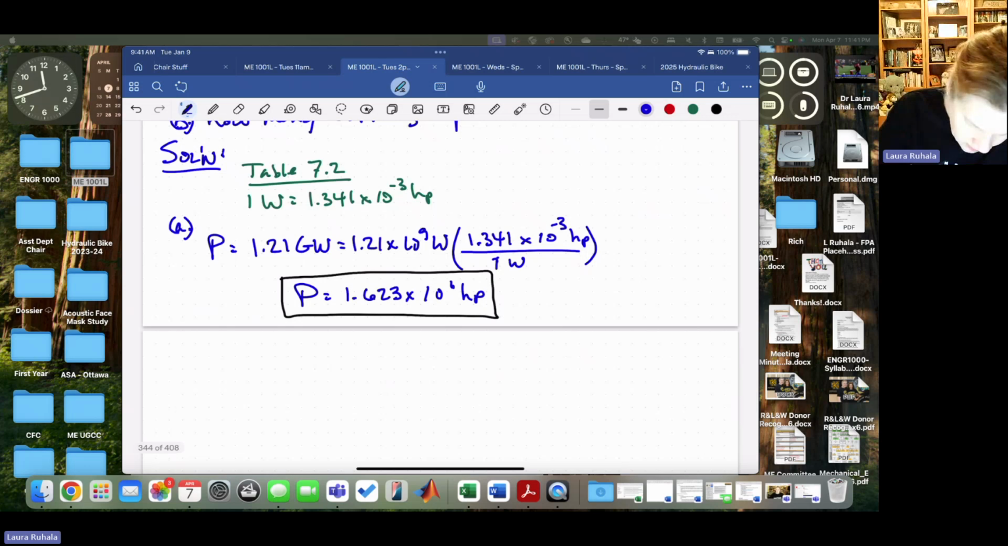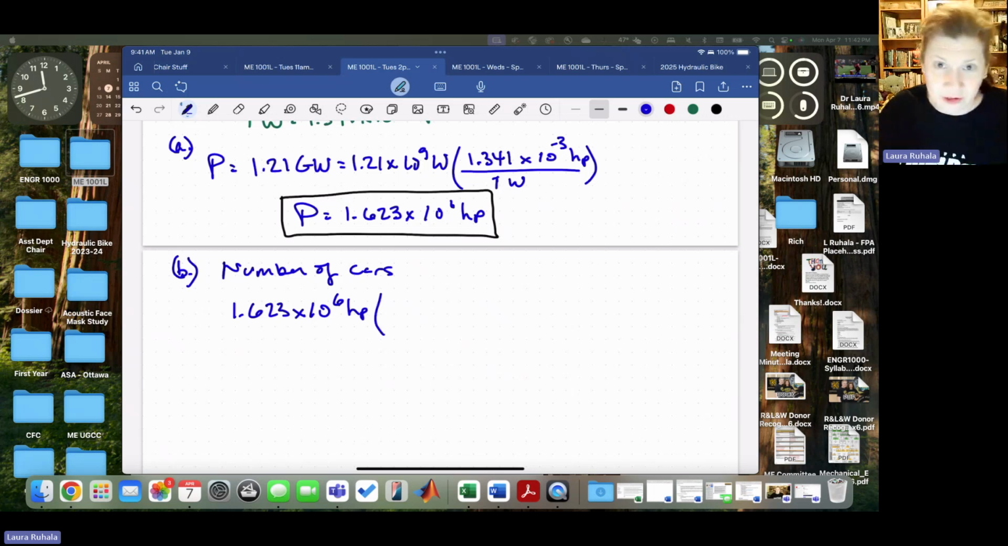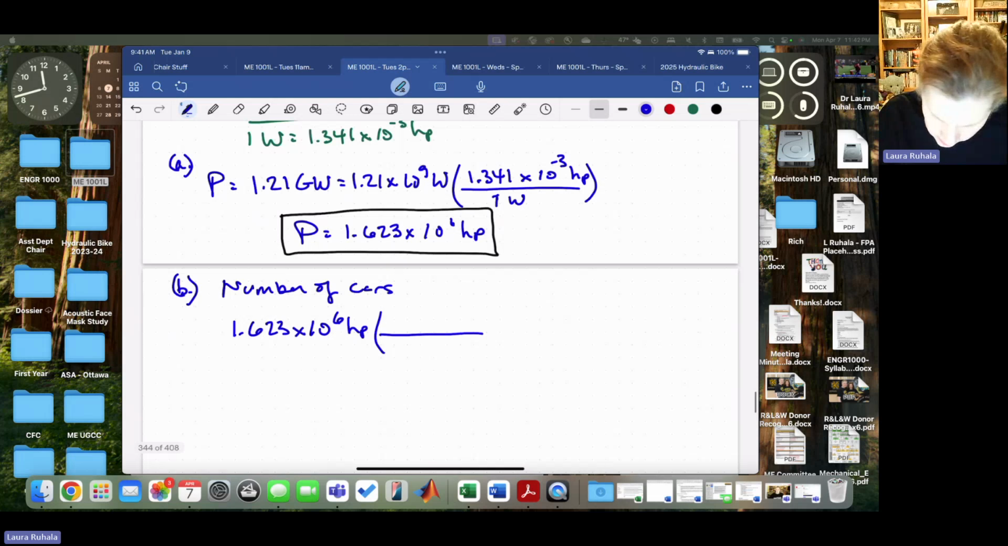So the second part is the number of cars. We need 1.623 times 10 to the 6 horsepower. And the conversion unit here is that 1 DeLorean, 1 car, gives me 145 horsepower. How many cars? 11,200 cars.